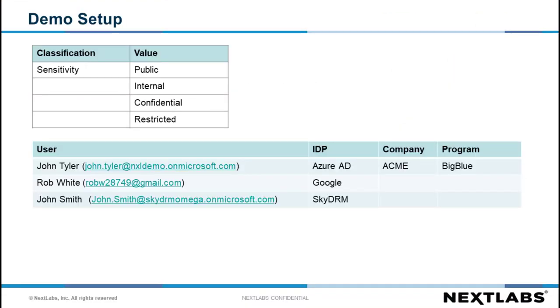Here is the demo setup. The sensitivity document classification has 4 labels: public, internal, confidential, and restricted. John Tyler is in the program Big Blue of a CME company. Rob White is an external user with a Gmail user account. John Smith is SkyDRM Omega user.